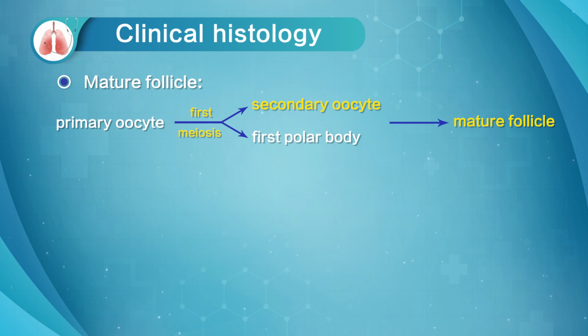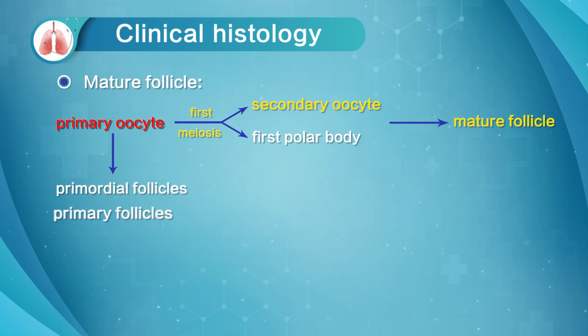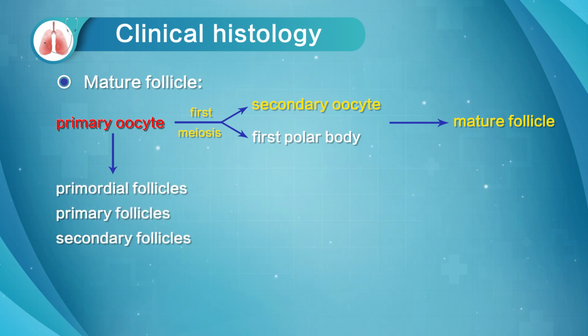Please note that we only have primary oocytes in primordial follicles, primary follicles, and secondary follicles. This is because before it comes to the mature stage, there is little cell cycle change for the oocytes. There is just follicular cell proliferation during the growth of the follicle. Only when the follicle develops into the mature stage does the oocyte finish its first meiosis and become a secondary oocyte.